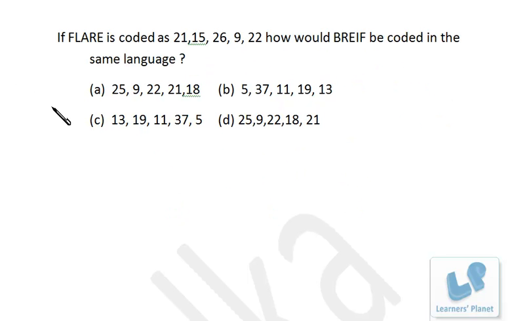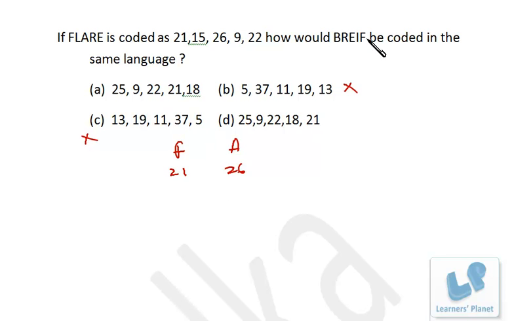Now let's see this problem. Here FLARE is coded as this. How would BRIEF be coded? Now F is 21. For A, I see it is 26. Chances are that it's a reverse alphabetical order, right? We see E is fifth from left to right. Now it is 22. That means it's fifth from the right hand side. Now it is pretty clear that it is reverse alphabetical order. So A is 26. That means B should be 25. So these two options are incorrect, right?